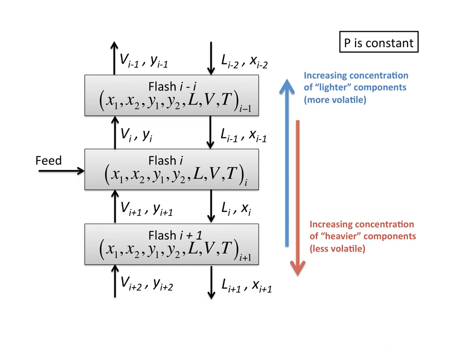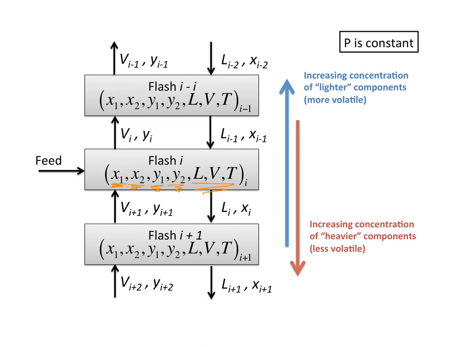So if you look at it, and this is just written for a two-component system, let's say stage I, we have some composition of the liquid phase, some composition of the vapor phase, and some total amount and temperature of that particular stage itself. So in a distillation column, you're effectively having to do some sort of a flash calculation for every single stage that we've got. So it's kind of a lot of work.